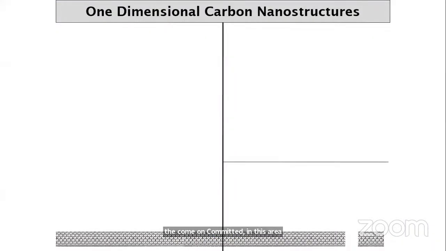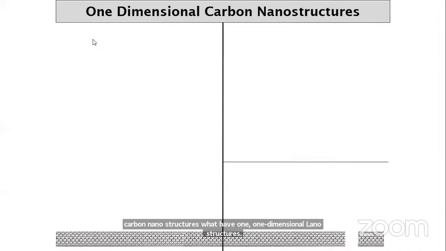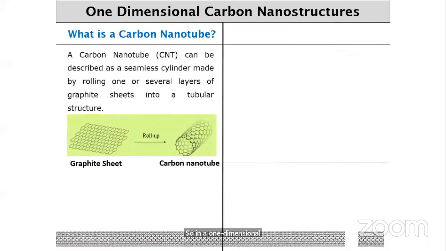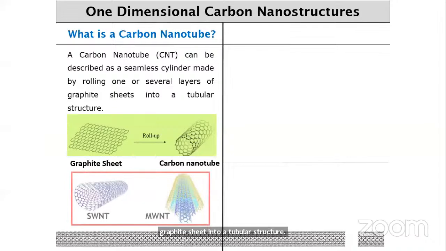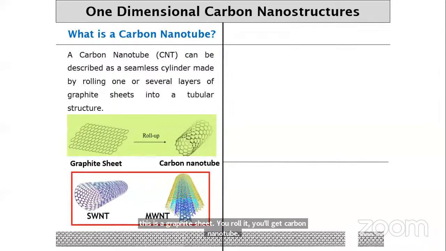Now coming to the synthesis part, one-dimensional carbon nanostructures. What are one-dimensional nanostructures? In one-dimensional nanostructures, we have carbon nanotubes, which can be described as a seamless cylinder made by rolling one or several layers of graphite sheet into a tubular structure. So this is a graphite sheet; you roll it, and you get a carbon nanotube. You can see in this animation a graphite sheet and carbon nanotubes, multi-wall as well as single-wall carbon nanotubes.